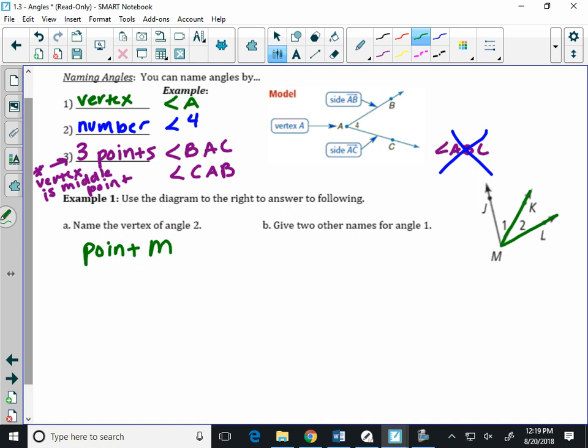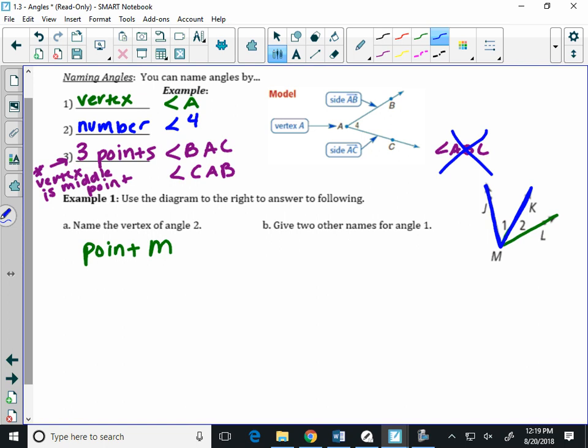For B, it says give 2 other names for angle 1. So again, it might help if you highlight. Highlighters are really helpful in geometry. I'm going to highlight angle 1. Angle 1 is this blue angle. You have to be really careful with this one. What's one way you can name that angle? It's already named angle 1 in the directions, so we have to do another one, but you are correct.